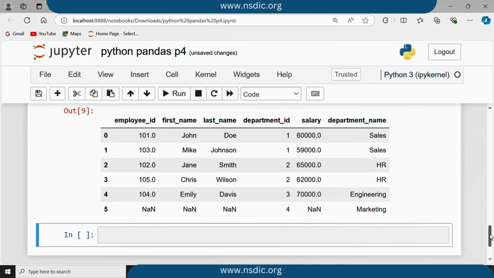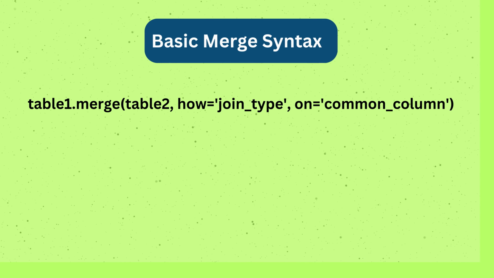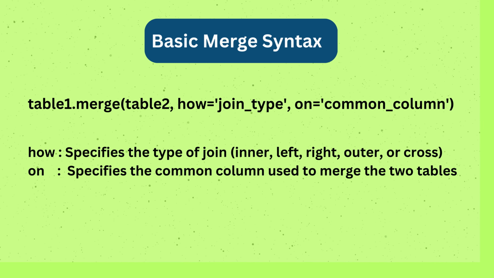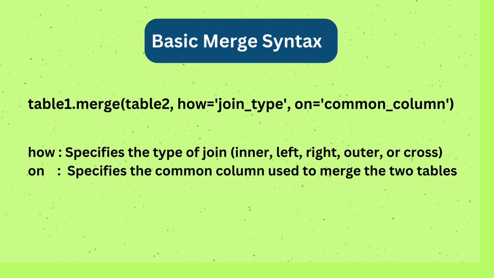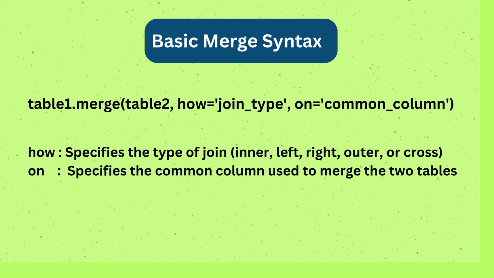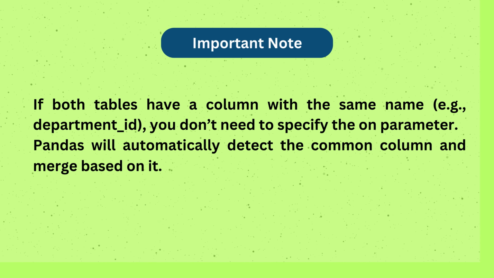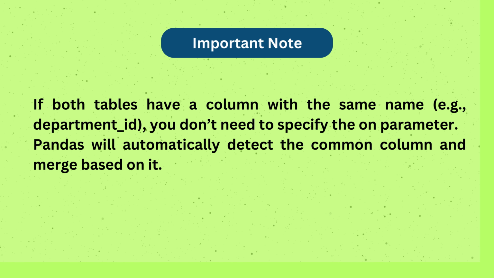In this video, we explored how to merge datasets in pandas using different types of joins: inner join, left join, right and outer. We used two tables, employees and department, to demonstrate how you can combine data based on a common column, which in our case was department ID. One key point to remember is that when both the tables share a column with the same name, like our department ID, pandas automatically detects this and performs the merge accordingly. However, if the column names differ, you will need to specify it.